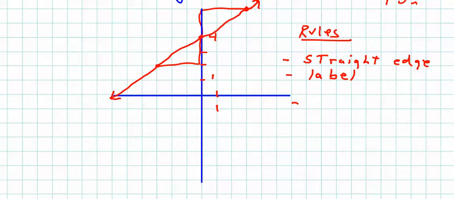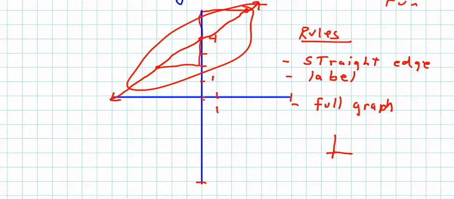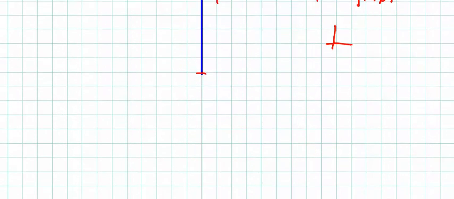I also want a full graph. It does not mean that this distance from here to here and here to here is going to be the same, but I don't want to see a graph that looks like this, or one that looks like this. Draw a full graph. Even if my graph is up here, I want to see this down here. If we waste a little paper, we waste a little paper. Draw a full graph.